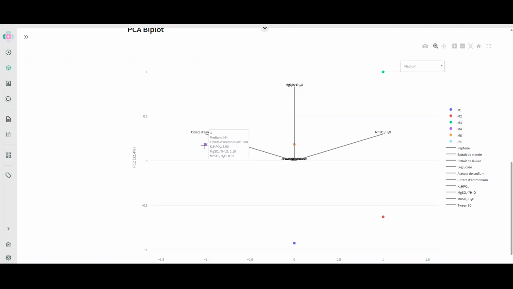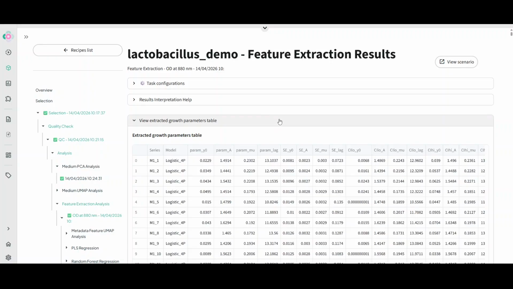M4 is on the left. It has the same high magnesium sulfate as M3, but it's pulled out to the left by its high citrate. Now let's extract growth features. We run feature extraction on OD time series using the logistic 4 parameter model, the same model used to simulate the data, which means we expect an excellent fit.